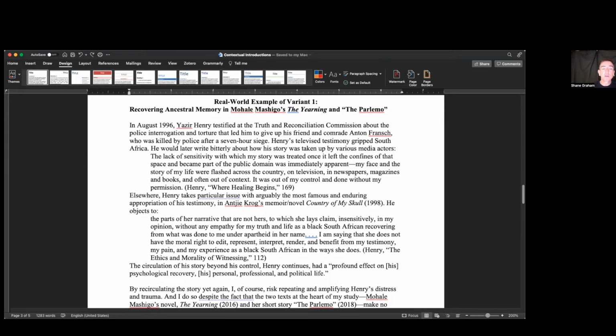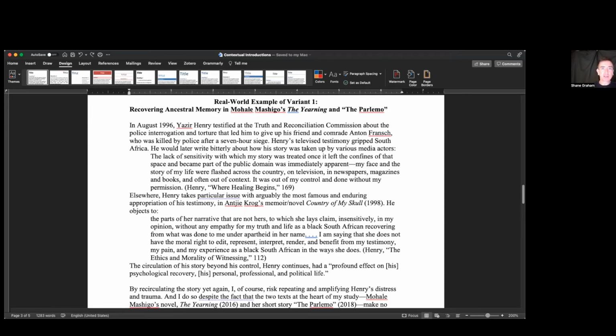He objects to the parts of her narrative that are not hers, to which she lays claim, insensitively in my opinion, without any empathy for my truth and life as a Black South African, recovering from what was done to me under apartheid in her name. And then I conclude this first paragraph. The circulation of his story beyond his control, Henry continues, had a profound effect on his psychological recovery, his personal, professional, and political life. So you can see how in this first paragraph, I'm bringing in some secondary research and using it to contextualize the novel and the short story that I'm about to talk about.